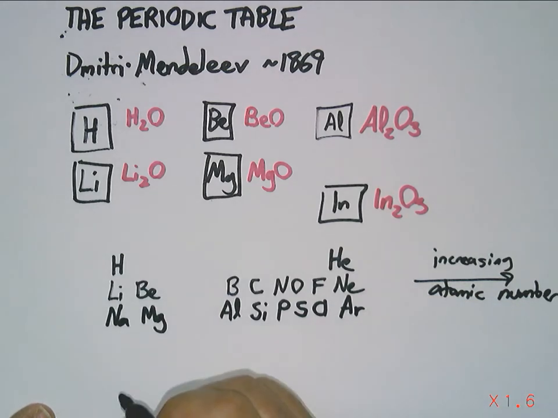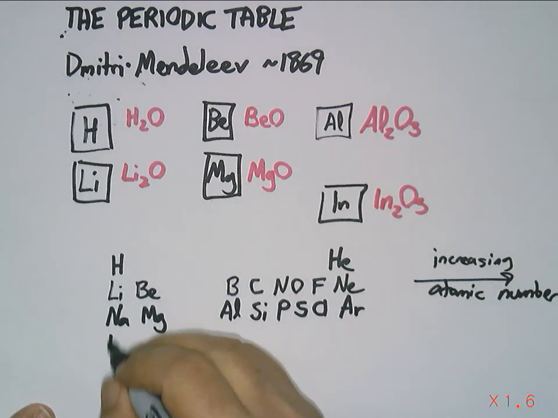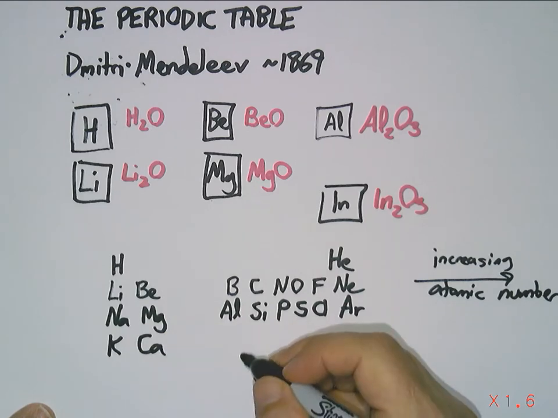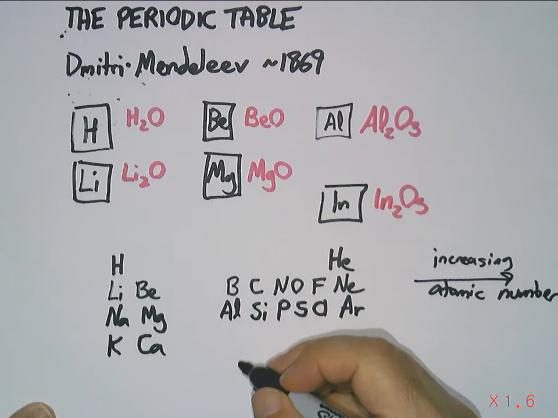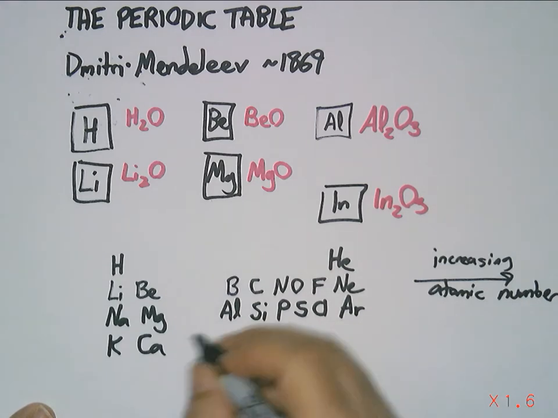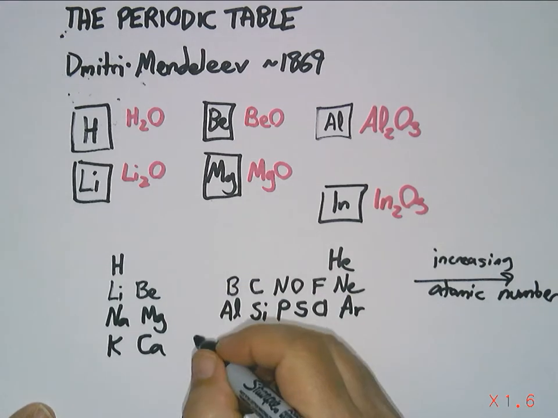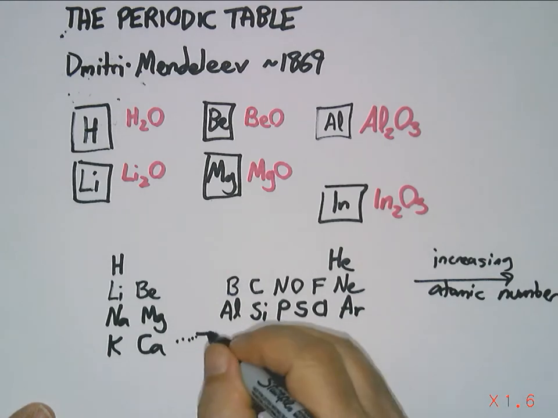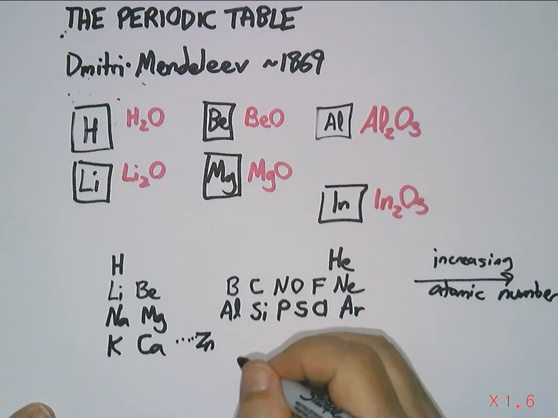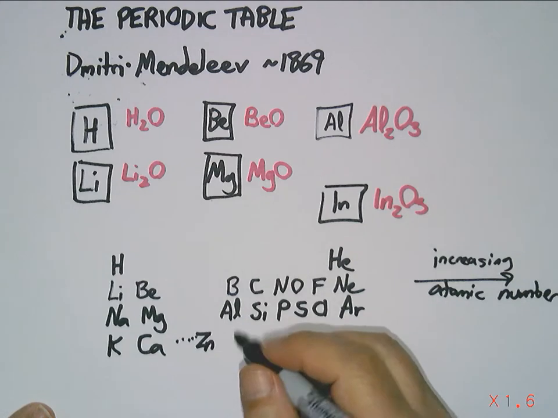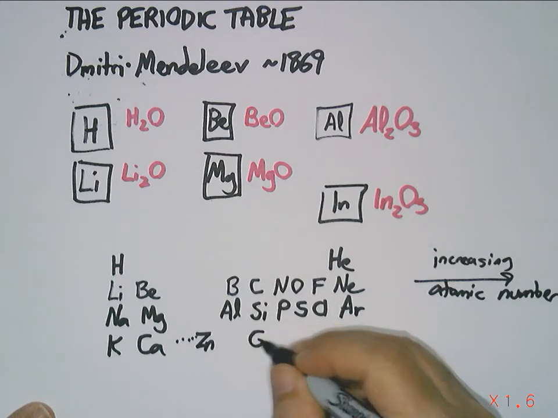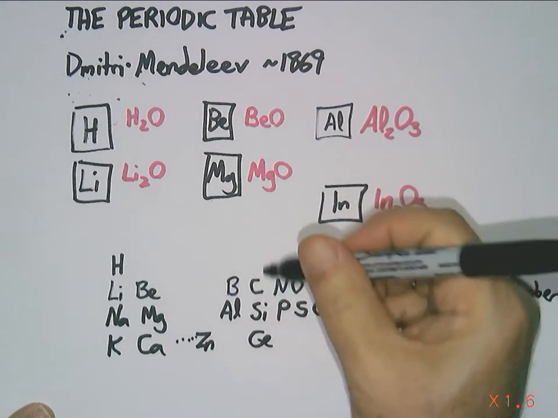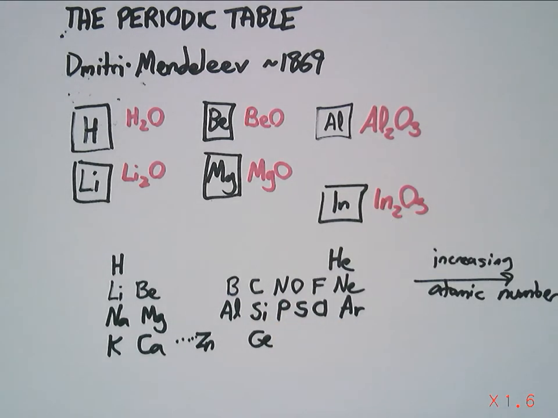And another row. And then we kind of skip across here. And there were some elements that he's going to fit in here. I'm not going to write them all. But there was an element, zinc, there. And there's an element, germanium, which clearly fit here. All of these things form oxides that look like this.